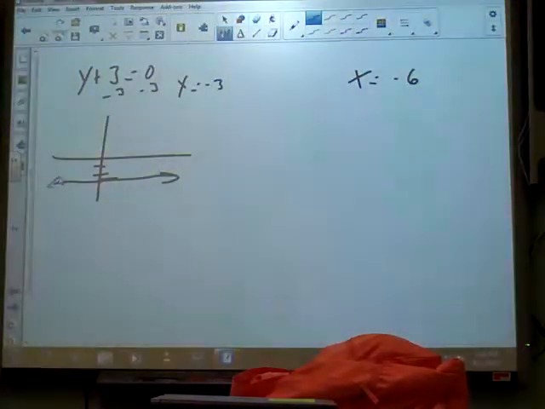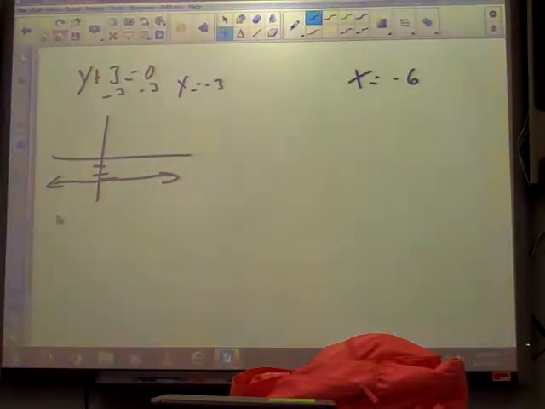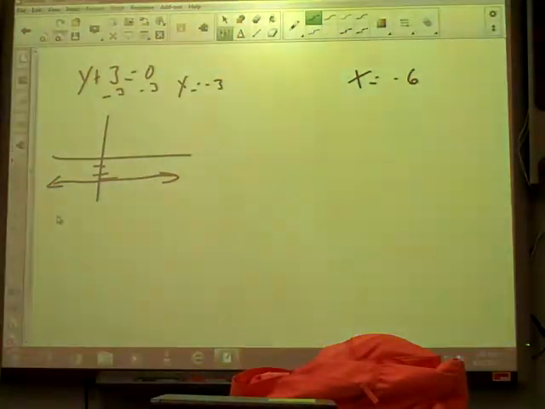Put my arrows on there, so whoever yelled at me yesterday has got my arrows. I couldn't remember who that was, but now I remember. It was Keston. All right, I know you didn't yell.